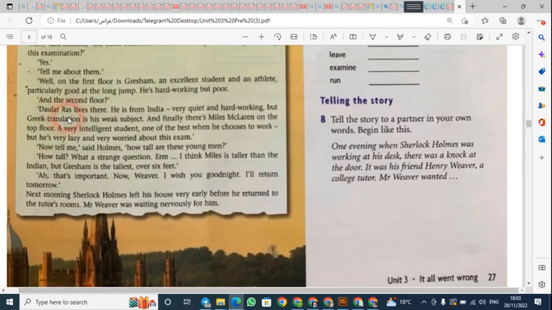"And on the second floor, Daulat Ras lives there. He is from India. Very quiet and hard working, but Greek translation is his weak subject. And finally, there is Miles McLaren. On the top floor, a very intelligent student, one of the best when he chooses to work. But he's very lazy and very worried about this exam."